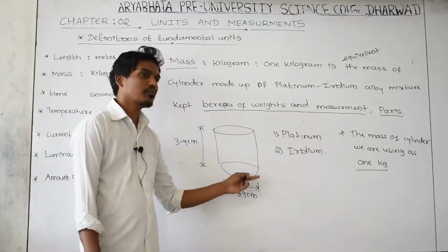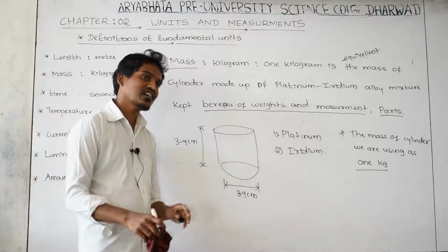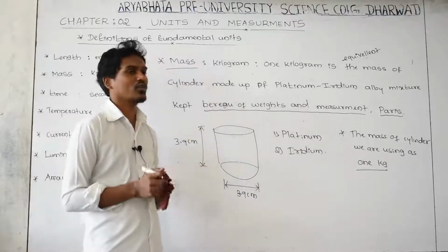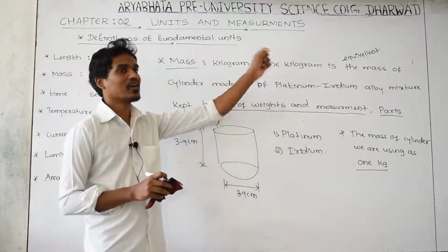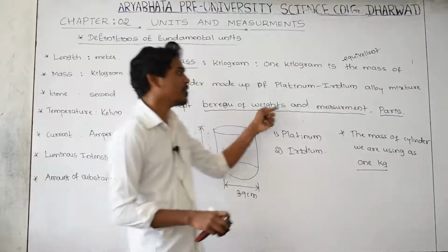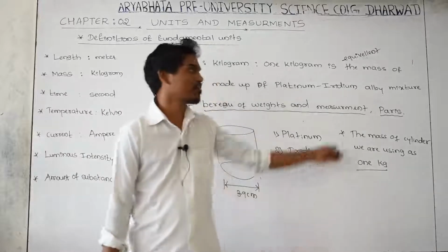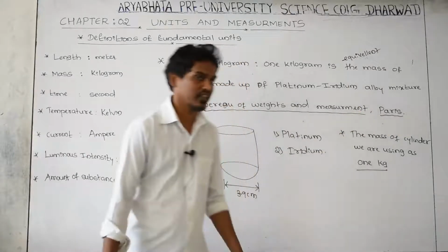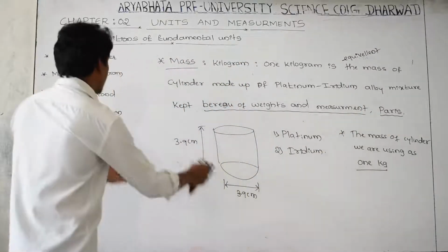The mass of this cylinder, what are we using it as? 1 kilogram. 1 kilogram is the mass exactly equal to the mass of this cylinder kept in the Bureau of Weights and Measures. That department is located in Paris city. Getting? This is the definition of mass.